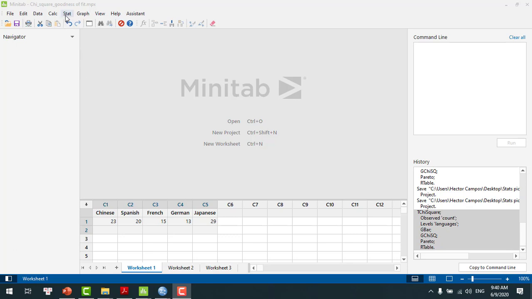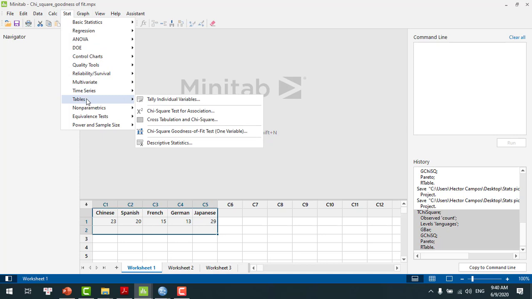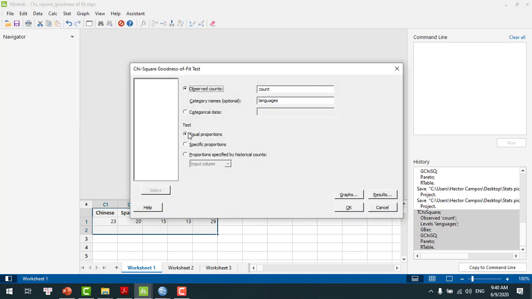So let's go to Stat, and then the chi-squares are going to be under Tables. So Stat, Tables, and notice that here we have chi-square test for association. This is when we have more than one variable, and here we have chi-square goodness of fit, one variable. Okay, so we click here, one variable. Now, when you click here, notice that it's asking you for counts.